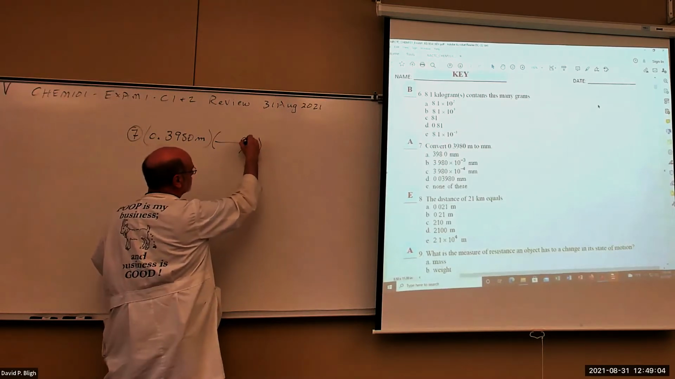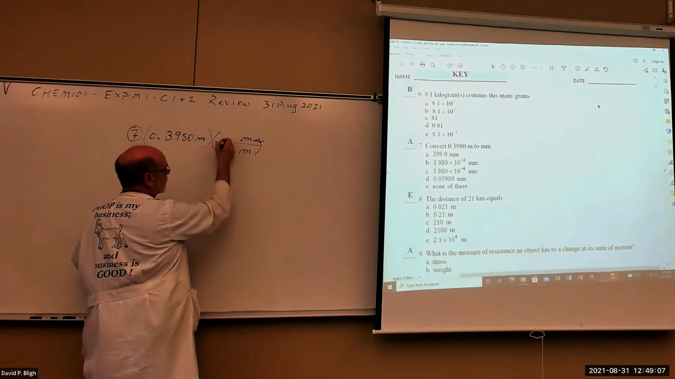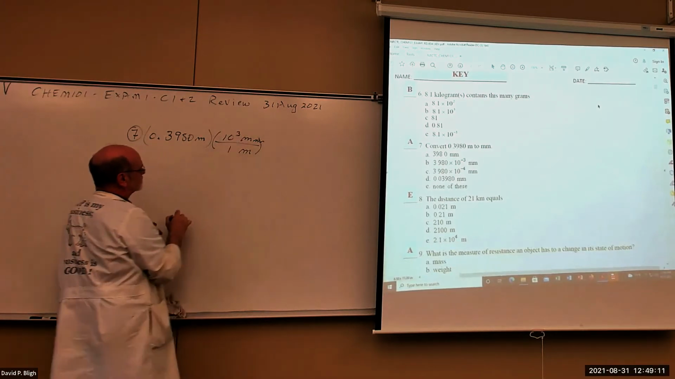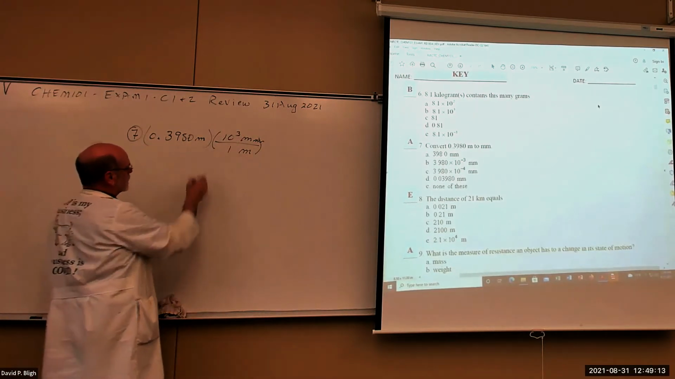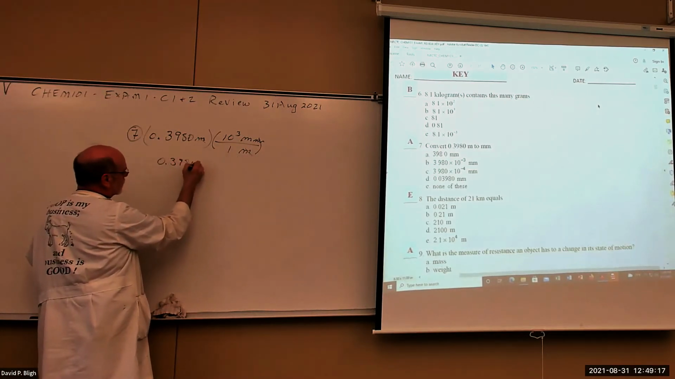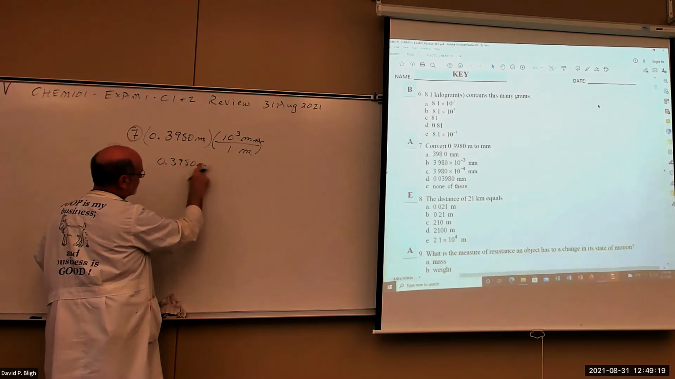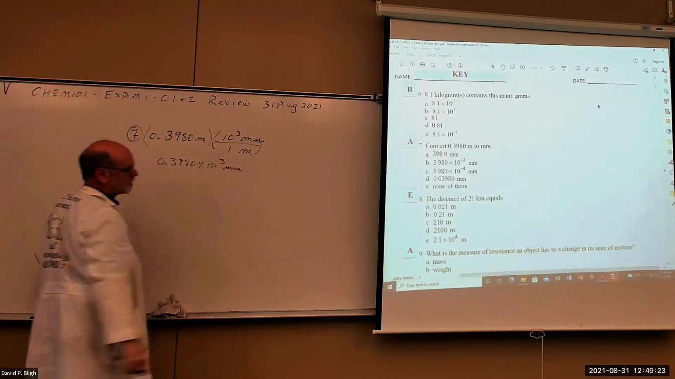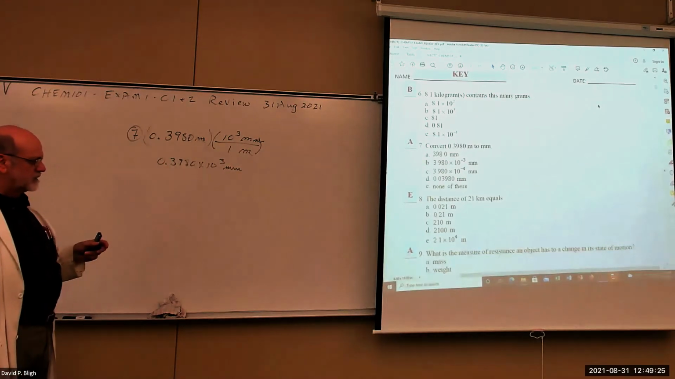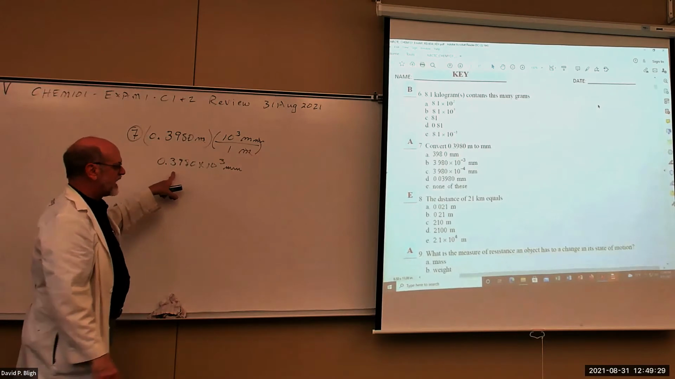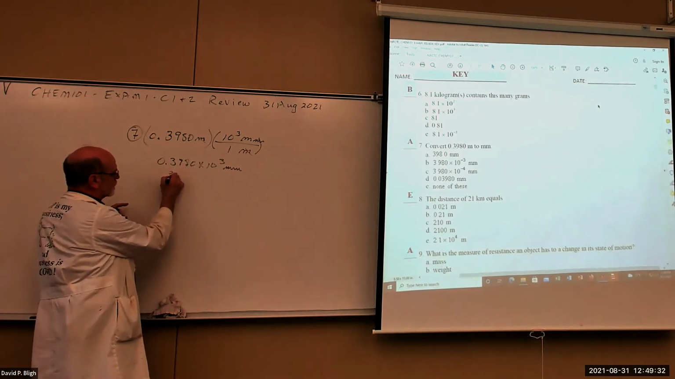Meters to millimeters. Okay, so 1,000 millimeters in a meter. There you go, so the meters cancel and you get 0.390 times 10 to the third millimeters. Then you look at your answers. Well, you've got a mix, so nothing matches this one. So let's make scientific notation out of this.